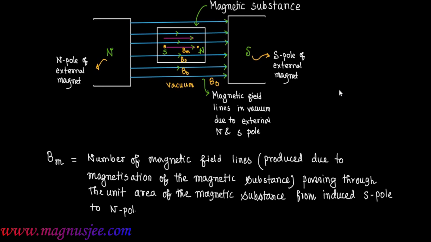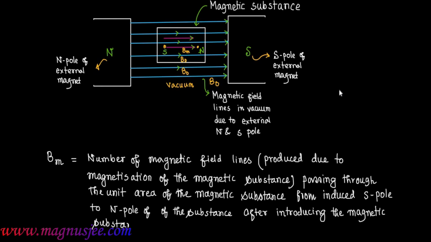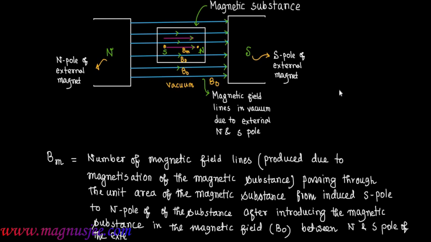Induced south pole to north pole. Bm is the number of magnetic field lines passing through unit area of the magnetic substance from induced south pole to north pole of the magnetic substance after introducing the magnetic substance in the magnetic field B0 between N and S pole of the external magnet.